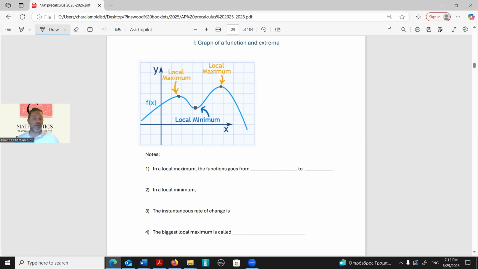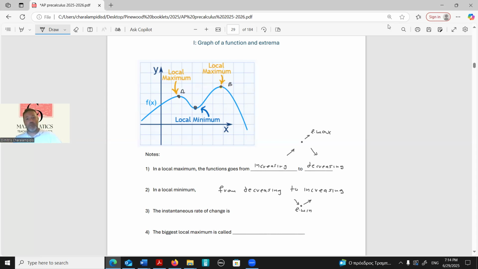Let me call these points A and B. Based on monotonicity, in a local maximum the function goes from increasing to decreasing: increasing, decreasing, and up here it does the local max. Similarly, in a local minimum the function goes from decreasing to increasing. It is easy to visualize: from decreasing we go to increasing, and this point is called a local minimum.